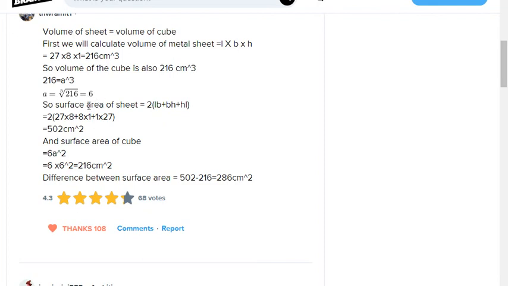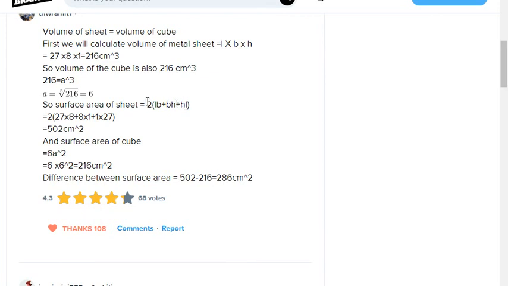Now what you want is the surface area. What do you mean by the surface area of the cube? We have to find the difference between the two surface areas. So first find the surface area of the sheet. Now what is the surface area of the sheet? Surface area of the sheet is 2 into length into breadth plus breadth into height plus height into length.